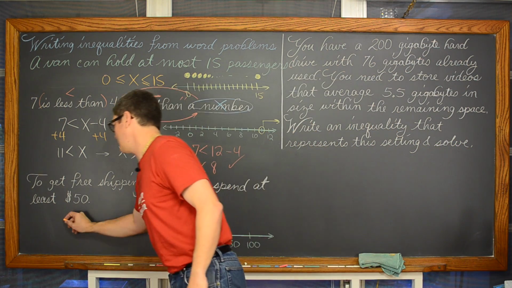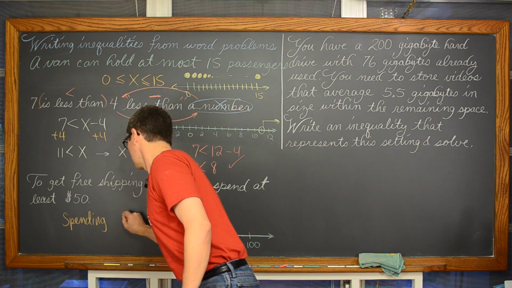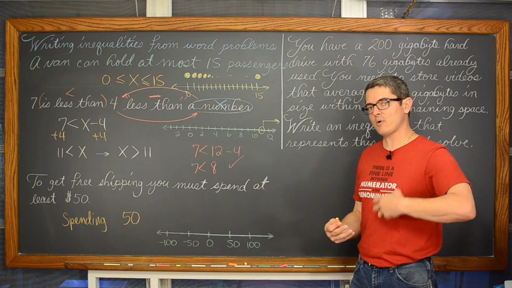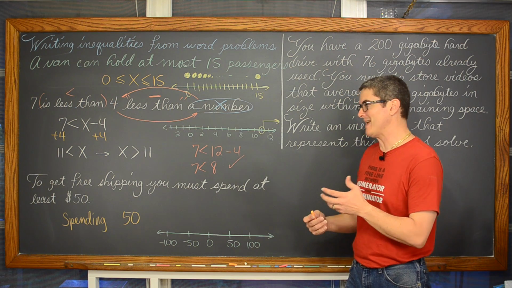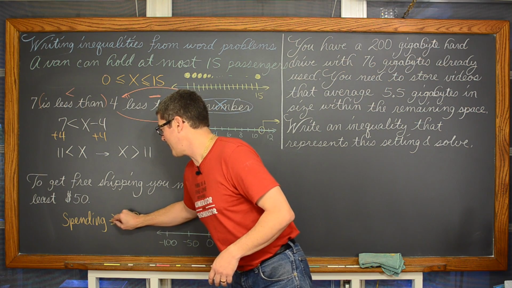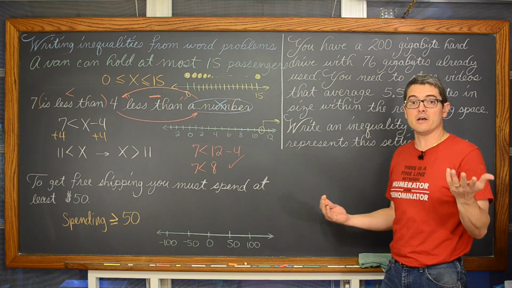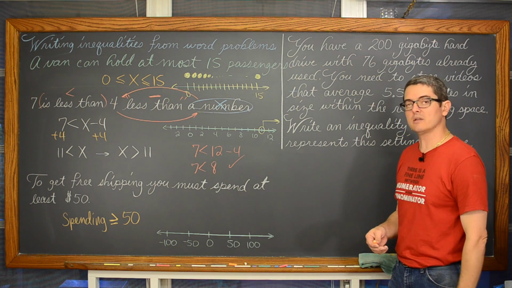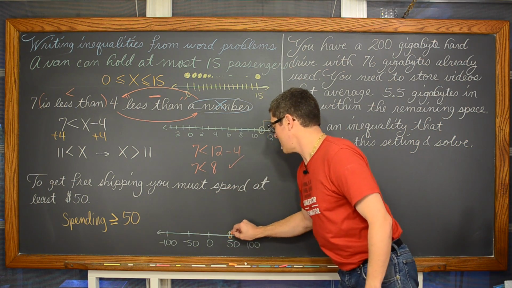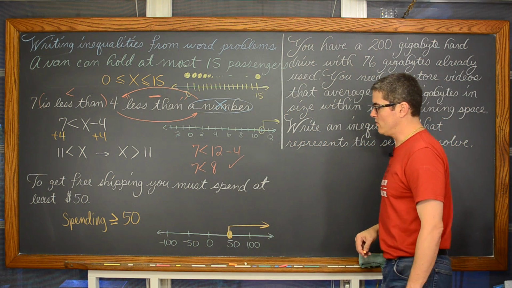So what you're spending, and again, with this sort of real life scenario, I think we more naturally know that yeah, we need to spend at least $50, or $50 or more. They need to sell that product at a high enough price to make enough profit to cover the cost of the shipping. So the spending is at least $50, or greater than or equal to 50, with the equal sign, solid dot, and greater than, well, the numbers get bigger as you go to the right.